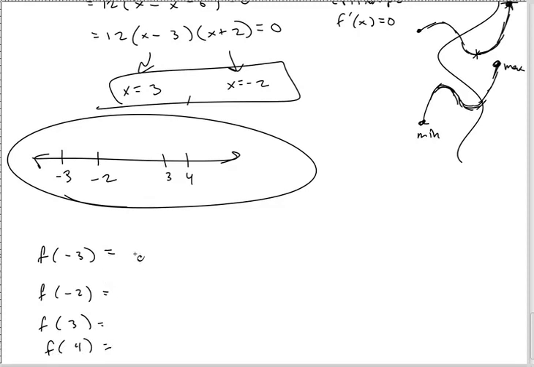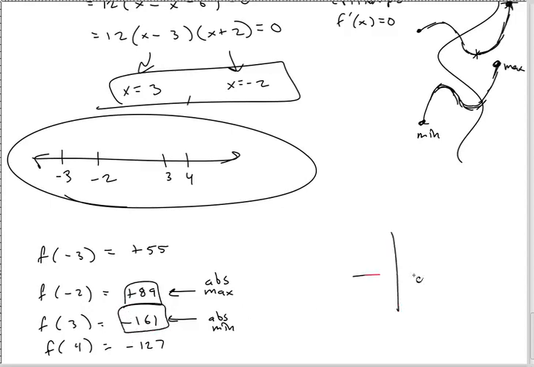Let me give you some values here. I got a +55. Here I got a +89. This is all just calculator, of course. -161 and a -127. So this right here is definitely my absolute max, and this right here is definitely my absolute minimum. It just so happened that it was the curves that were the minimums and maximums.